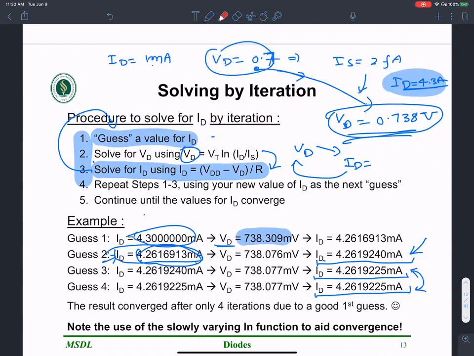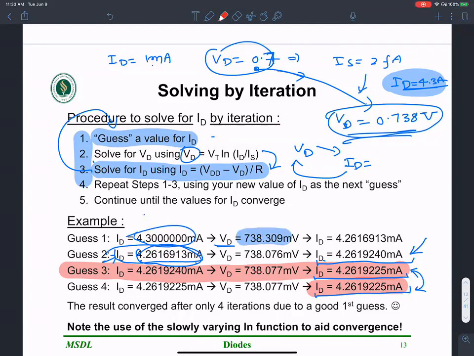Take a look at this. In step guess 3, the value of ID came out to be, at the end of that, 4.2619225 milliamperes. Then we went through the whole process again. What's the new value? That's exactly the same. So when two consecutive guesses are identical or within a very small error limit, we call the solution converged. This is the process of finding the exact operating value using iteration.